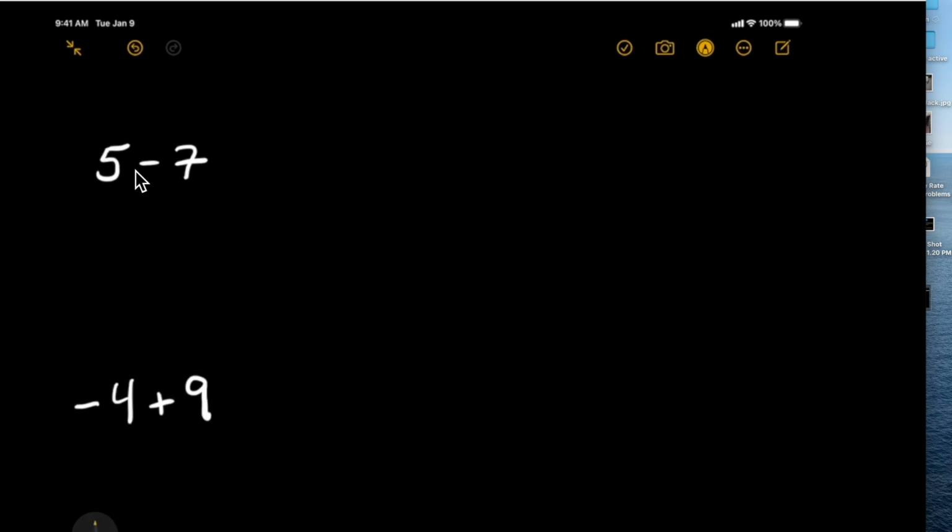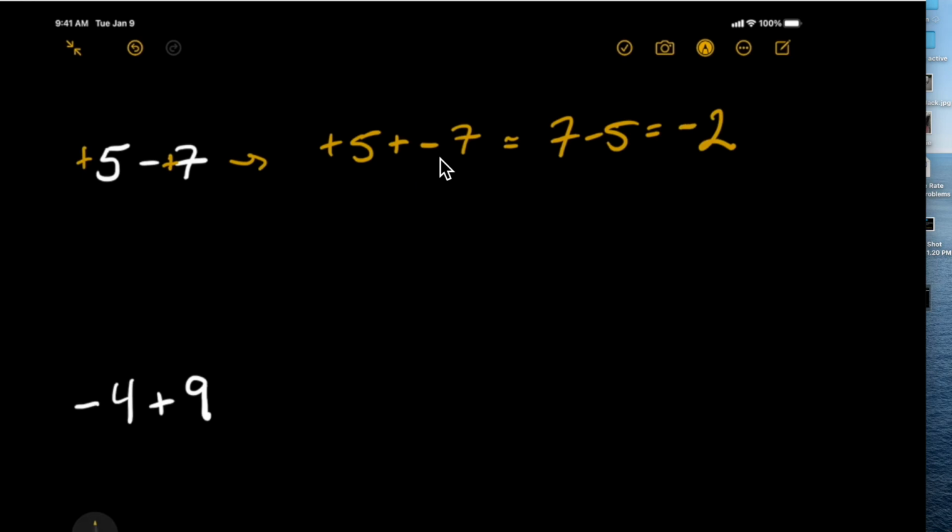Next one. We're subtracting. There's a hidden positive here in front of the 7. I'm going to flip these signs, and I'm going to make this an addition problem. Don't forget there's a hidden positive here. So I'm going to change this to positive 5 plus negative 7. We now have an addition problem with two different signs. When we do that, we subtract the numbers. Big minus small gives us 2, and we use the sign of the larger integer. Therefore, it's going to be negative 2.